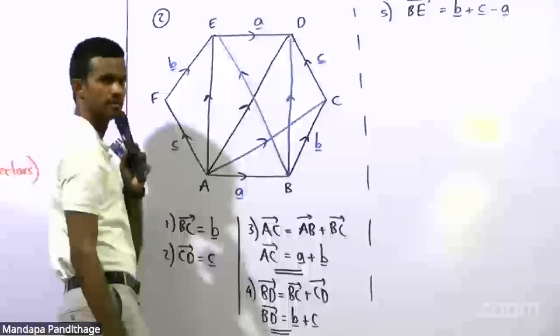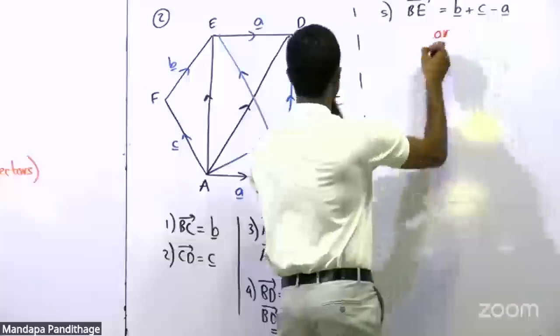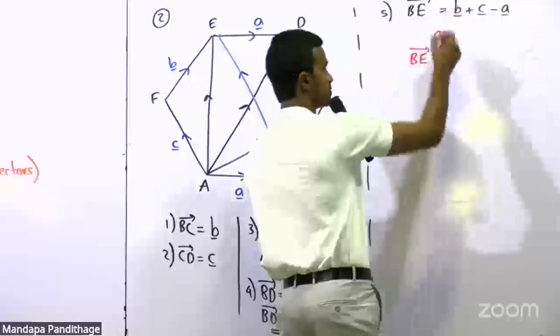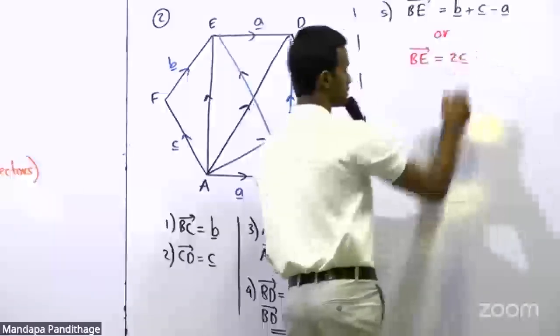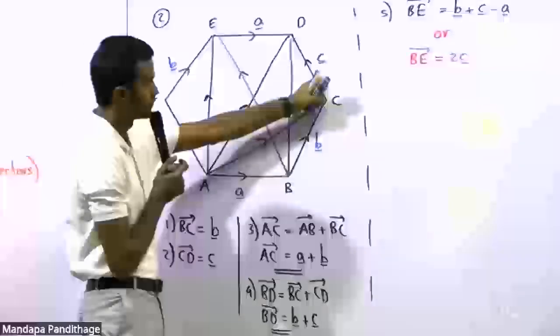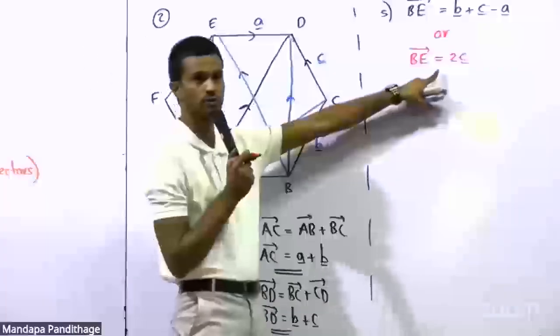It's 2 times C. So even if someone has written B plus C minus A, I was expecting this one because we are going with vector addition. But if anyone has written this as 2C, that is also correct, because this vector is parallel to this one and it is 2 times this. Hands up anyone who wrote this as 2C.